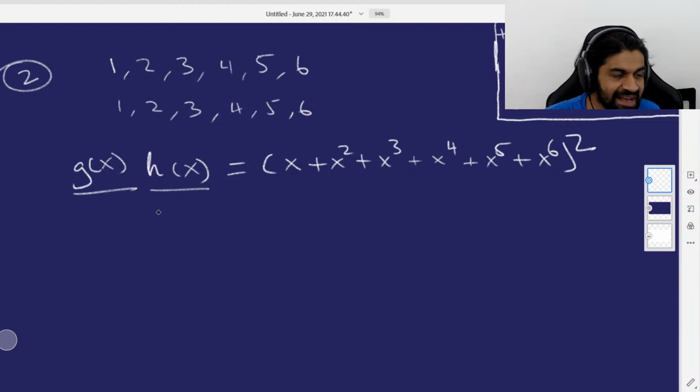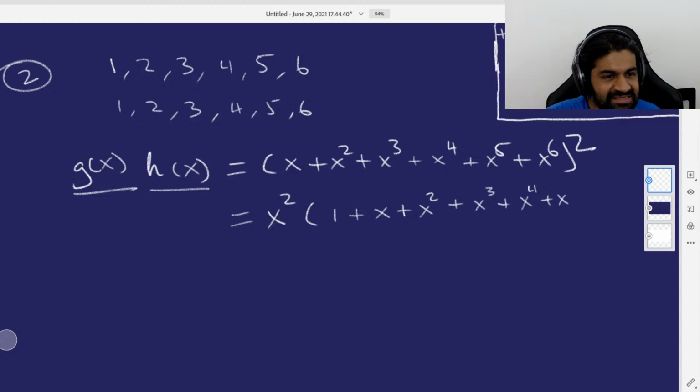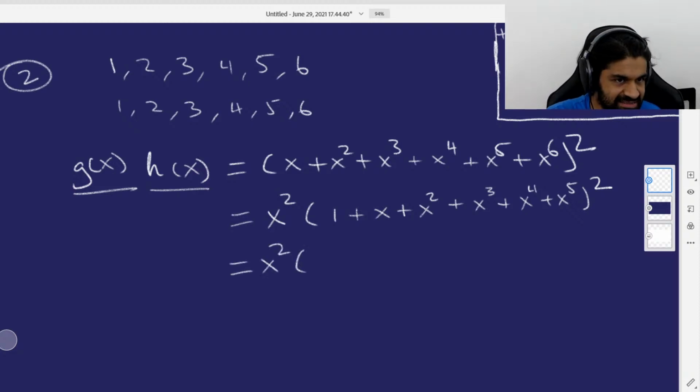So if I factor this, what's it going to be? There's going to be an x squared, for sure. I can pull out an x squared, and then I'm left with 1 plus x plus x squared plus x cubed plus x to the 4th plus x to the 5th. I think negative 1 is going to be a root of this. Yeah, it is, because it's an odd degree, and it all works out.